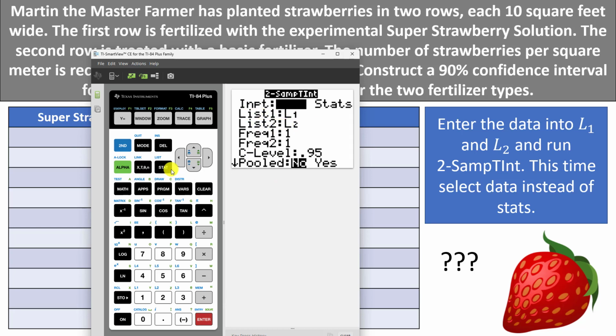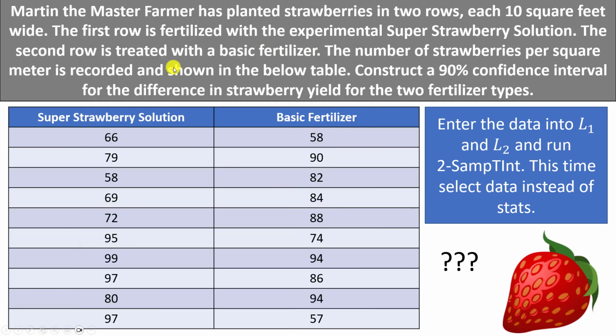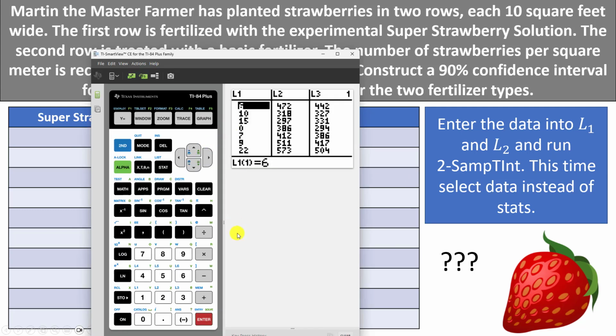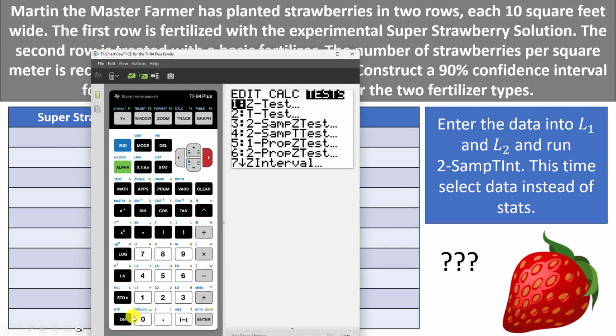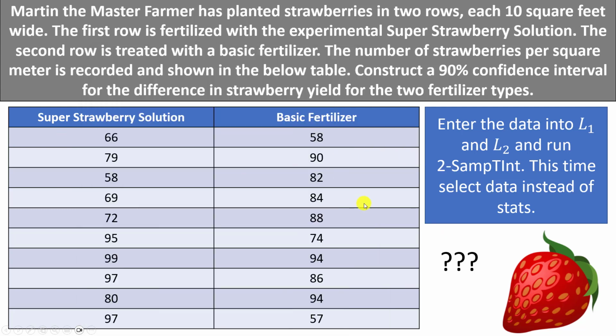So the first thing you should do is go to stat, and then edit, and then clear out your lists if there are numbers there, and plug in all of these numbers. And then once you're back in here and you have all those numbers there, it's going to pull those values from your 2 lists to calculate the confidence interval. Okay, so I'll let you give that a shot, and then we'll move on to the 2-sample proportion interval.